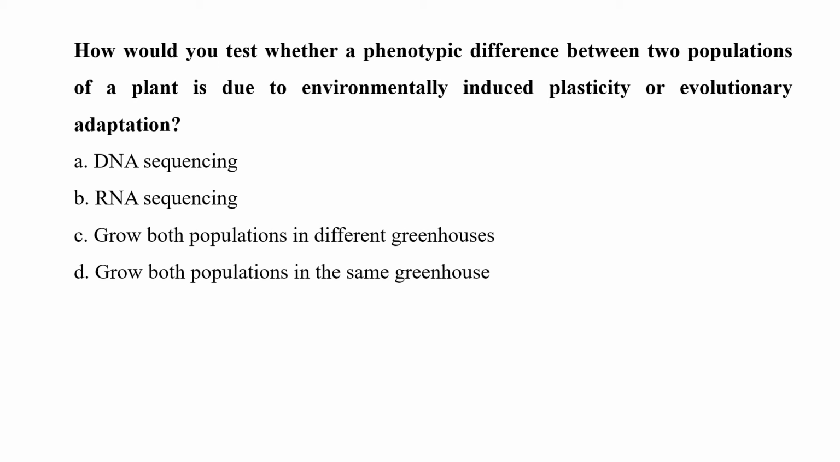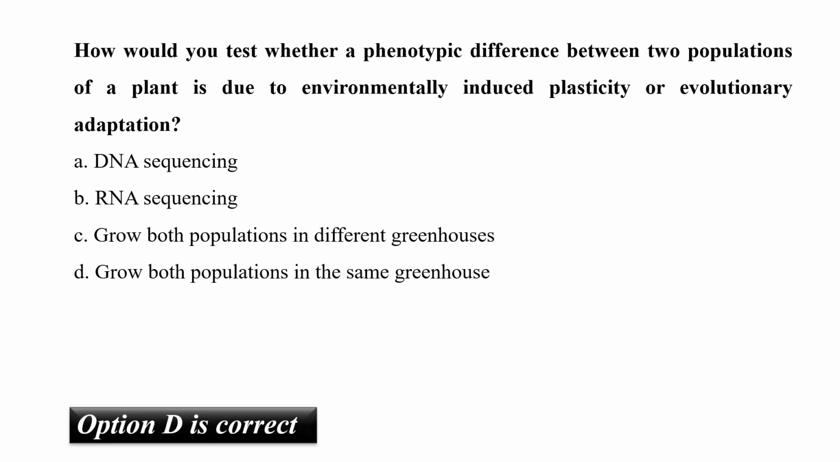How would you test whether a phenotypic difference between two populations of a plant is due to environmentally induced plasticity or evolutionary adaptation? A. DNA sequencing. B. RNA sequencing. C. Grow both populations in different greenhouses. Or D. Grow both populations in the same greenhouse. Phenotypic plasticity refers to the ability to express varying phenotypes when exposed to different environment conditions. So, to check if the phenotypic difference is due to environment, we grow them in the same environment conditions, therefore the same greenhouse. So, the correct answer is option D.